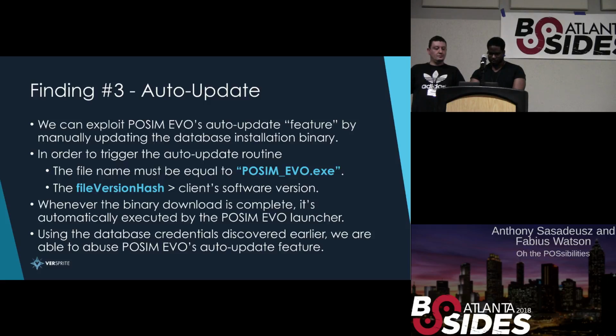Whenever that's uploaded with the newer version, after the user launches the application, it prompts the user to update. It'll say, hey, do you want to update from 15.5 to 15.6? After the user clicks download update, it'll download it and execute it. And the binary we uploaded is a calculator application. So instead of actually launching POSIM, it launches calculator instead.